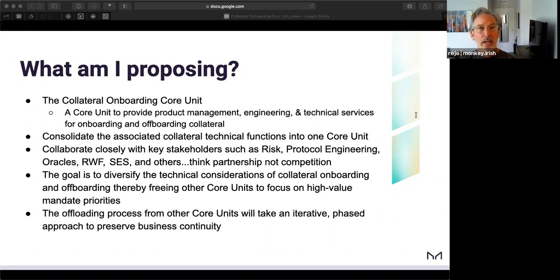I know and I've directly experienced the bottlenecks for quite some time, and it's clear to me that our current structure does not scale in the way that we needed it to. Again, this is the need for the collateral onboarding core unit. So I'm going to pause there before I get to the last slide to see if there are any questions.